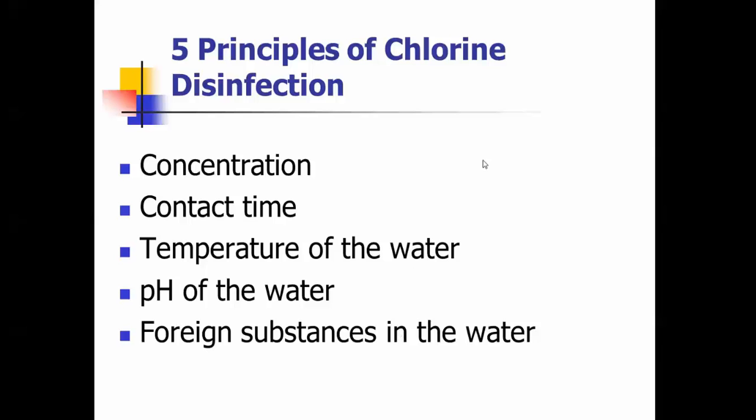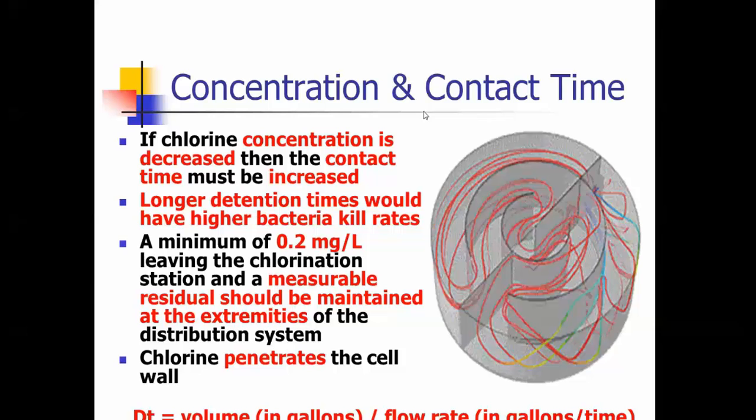There are five principles of chlorine disinfection: concentration, contact time, temperature, pH of the water, and foreign substances in the water. Concentration and contact time: if chlorine concentration is decreased, then the contact time must be increased. What that's saying is you've got to give the chlorine time to break the cell wall of the bacteria down. Longer detention times would have a higher bacteria kill rate. So the longer the chlorine is in contact with the bacteria, the better kill rate you get.